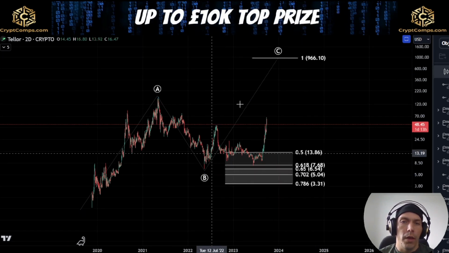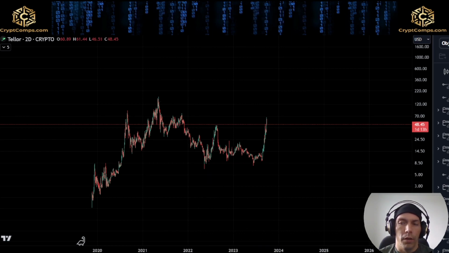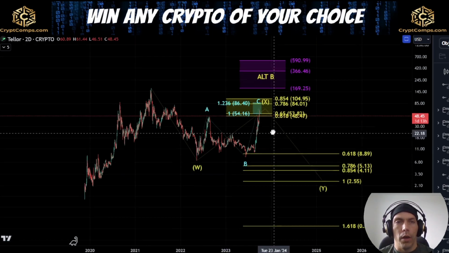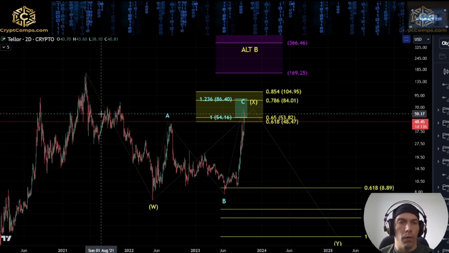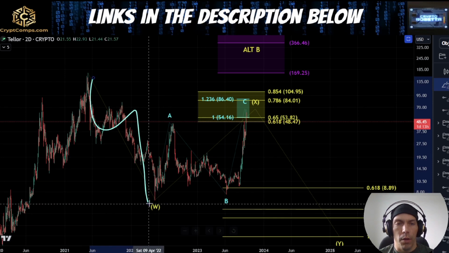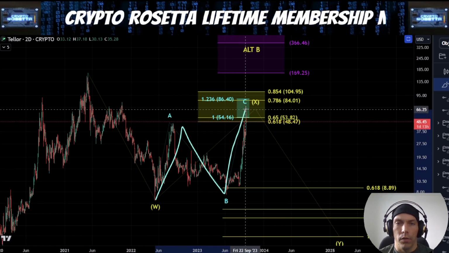Now, if we are looking at this B wave here and we want to say, okay, what if this B wave is not completed? This is another thing that I'm looking out for here: if the B wave is not completed, what we could see is that this whole move here could just be a corrective move to the downside. We have this as A, B, and then we see the C wave play out.